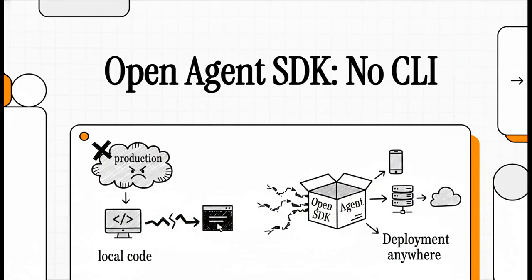And, more importantly, a brilliant open source solution that completely fixes it. If you've been building with Claude code or experimenting with autonomous agents, you've probably hit a wall when trying to take your local code to production. In this explainer, we're breaking down the open-agent SDK. It's a tool that totally cuts the cord on CLI dependencies and lets your agents run absolutely anywhere.